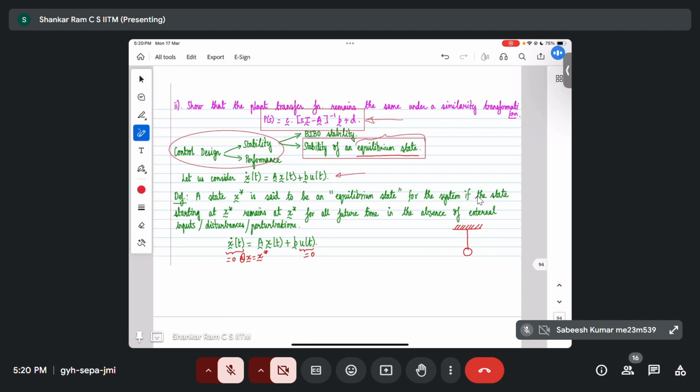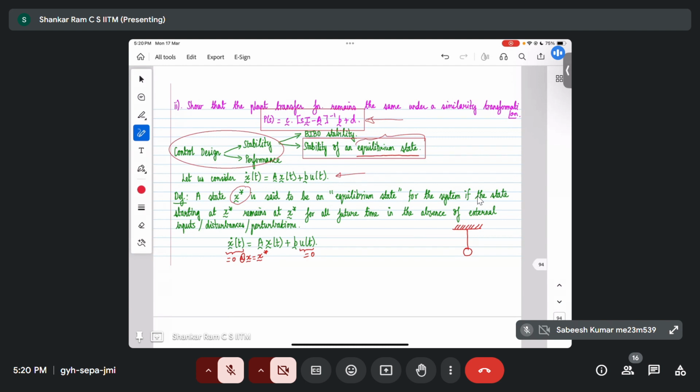Now, a state x star is said to be an equilibrium state if, when we perturb the system from x star, it remains around the state x star. That is when the equilibrium state is stable. But to begin with, the definition of the equilibrium state is that a state x star is said to be an equilibrium state if the system will remain at that state forever, unless there is some external input, disturbance, or perturbation.